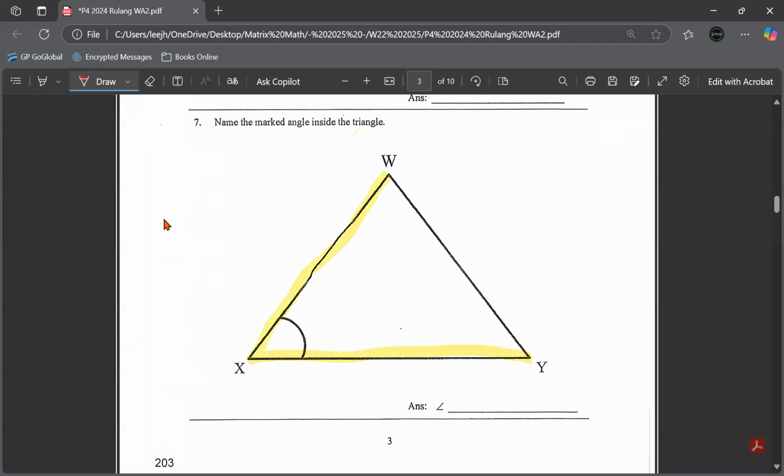So this is how you read this angle. You have to follow the line. So it's W, X, Y. You don't write W, Y, X. Cannot. This letter must be in the middle. So it's actually angle W, X, Y. Some of you write angle YXW, also can, but normally we go from top to bottom. So this is your answer. You see the angle letter is in the middle.